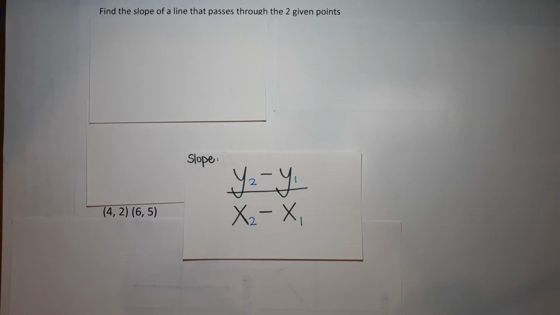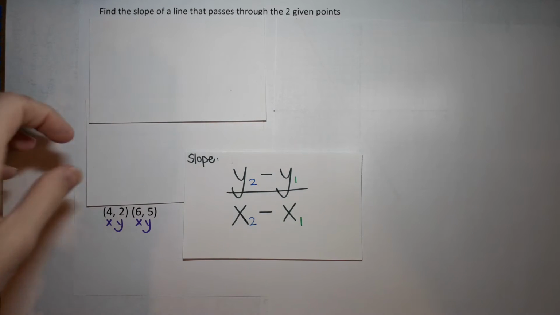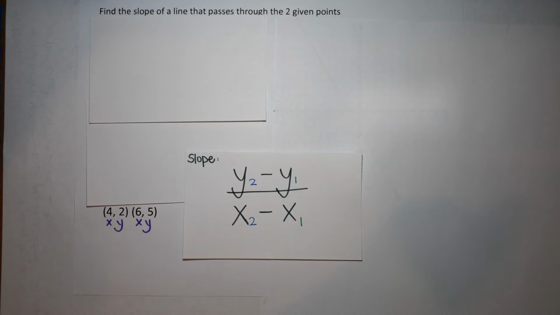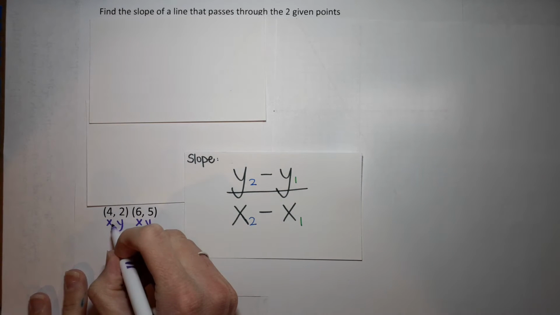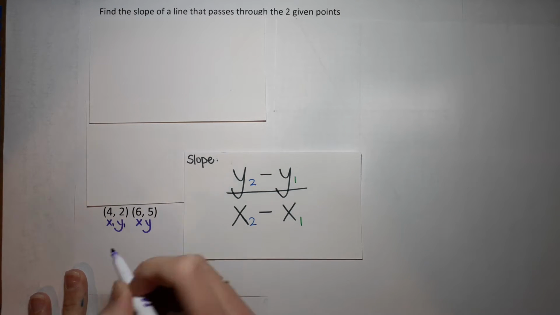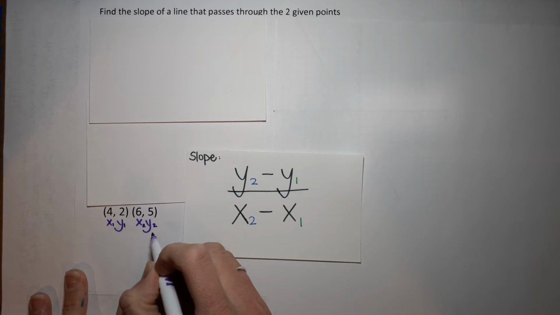y2 minus y1 over x2 minus x1. Where are these x's and y's coming from? All ordered pairs we label as the first number is an x, the second number is a y. The reason for that is because on the coordinate plane, the axes are labeled the x and y axis. Now, what about the 1 and 2? Those are simply to be able to tell the ordered pairs apart. So I'm going to label this x1, y1, x2, y2.